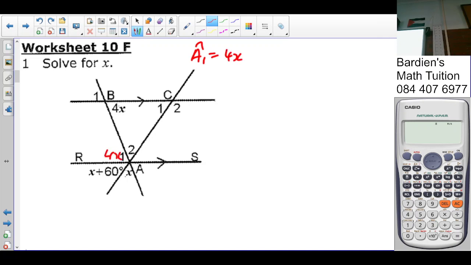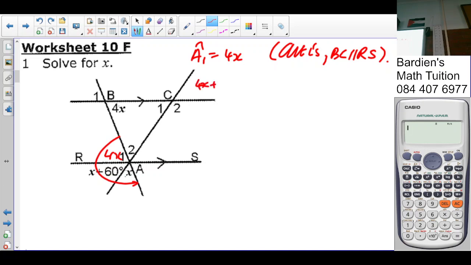Why? Alternate angles, with BC being parallel to RS. Did I have to state that? Yes. Why? It's not on the diagram. So whatever is not on the diagram, you must state. Okay, so now what do we say?